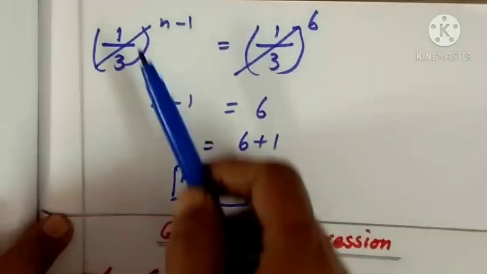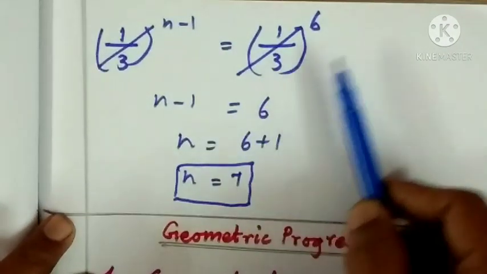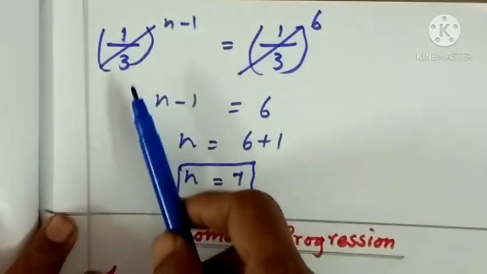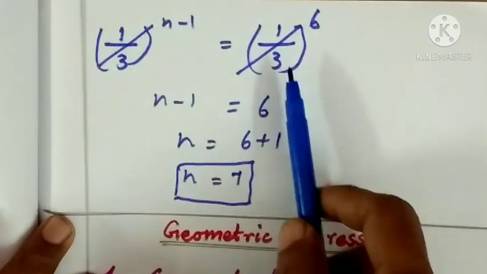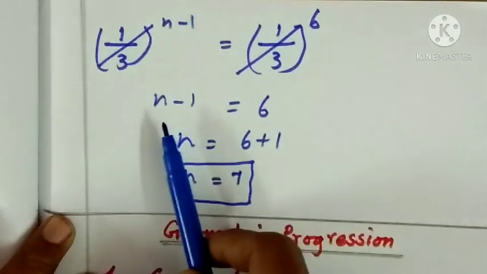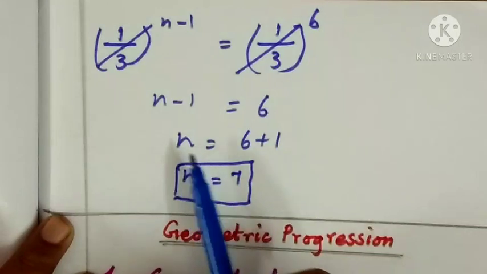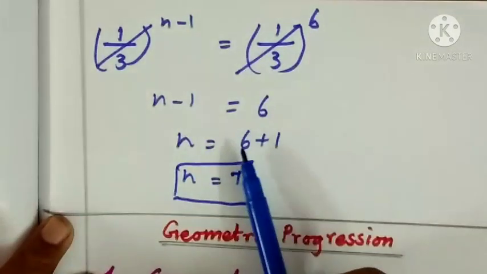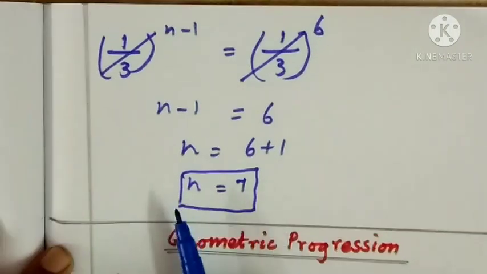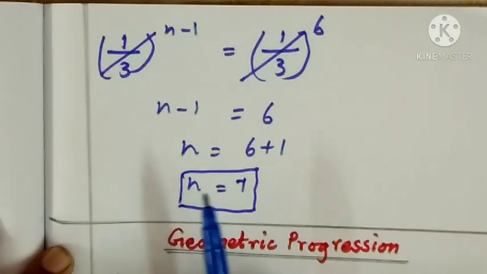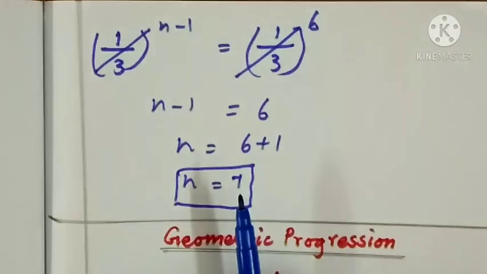It can be written as 1 by 3 the whole power n minus 1 is equal to 1 by 3 the whole power 6. Here both sides the bases are common, so cancelling the base and equating the power terms, that is n minus 1 is equal to 6. Therefore n is equal to 6 plus 1, then we get n is equal to 7. Hence the number of terms of the given GP is 7. This is the answer for this question.